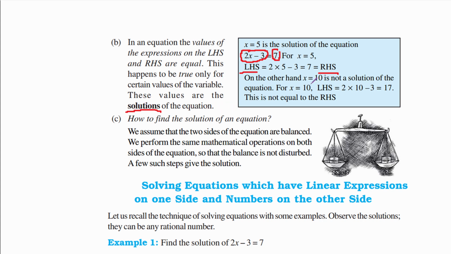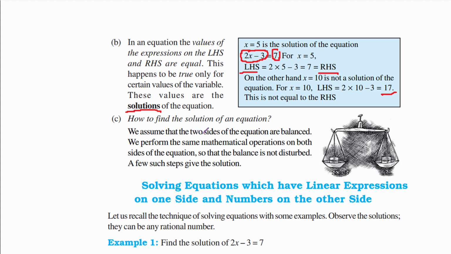On the other hand, if you take x as 10, the value of the left hand side will become 10 into 2 is 20, minus 3, 17, which is not equal to 7 obviously. This is not equal to the RHS, therefore the value x equals 10 is not the solution of this equation. Point C states how we are going to find the solution of an equation.